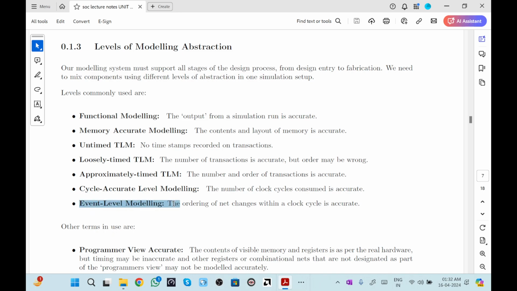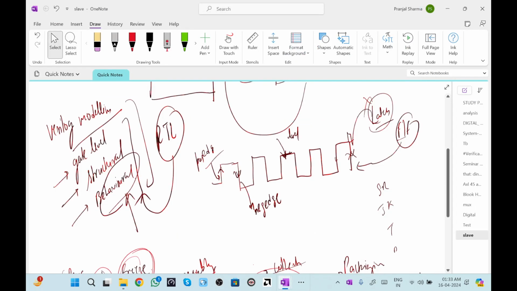Then we have event level modeling. An event is basically something that, when triggered, processes some of the inputs and outputs. I'll explain more about events. An event is a type of syntax in which we specify whether a condition has been triggered or not. Let us take an example, and I'll try to explain in layman's language.